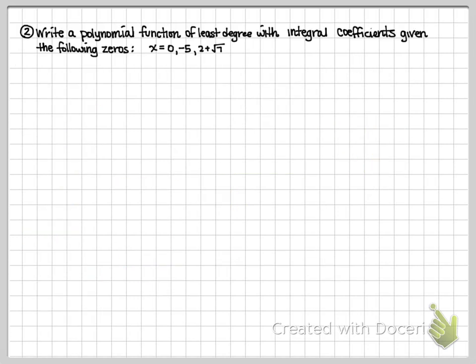Write a polynomial function of least degree with integral coefficients given the following zeros. All right, so since these are zeros, let's go ahead and write them out as x equals, each one of them separately. And then with that last one, 2 plus root 7, remember the only way you can actually get a 2 plus root 7 is from the quadratic formula or from completing the square. And every radical comes with a partner, and that's its conjugate. So although it's not in the list, it has to be included.